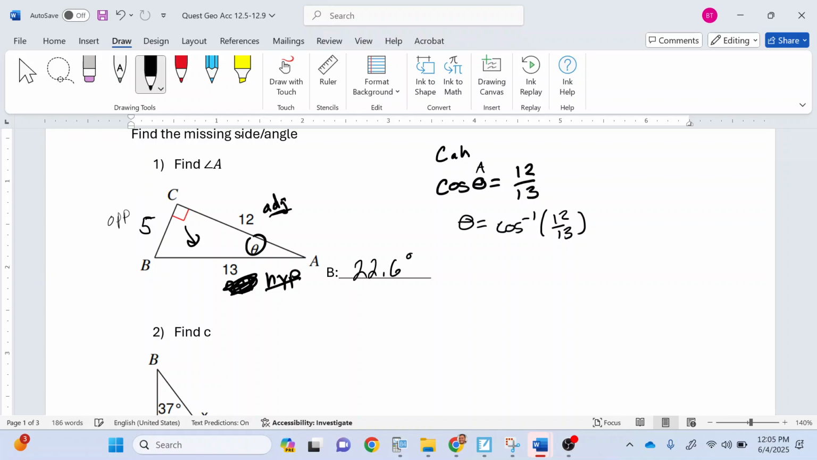So it's 22.6 degrees. I don't know why this says B. This should say A. This is probably the makeup version. That's why probably. If you wanted to use tan, you would have to use opposite and adjacent, which would have been 5 and 12. But that should give you the same answer. It said find A, we'll find A. Why does it say B? I'm guessing I made a makeup version where instead of changing the whole question, I just said find B instead or something.